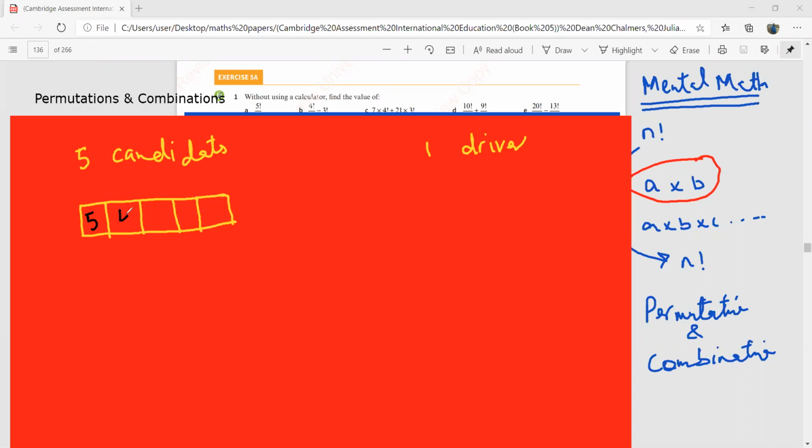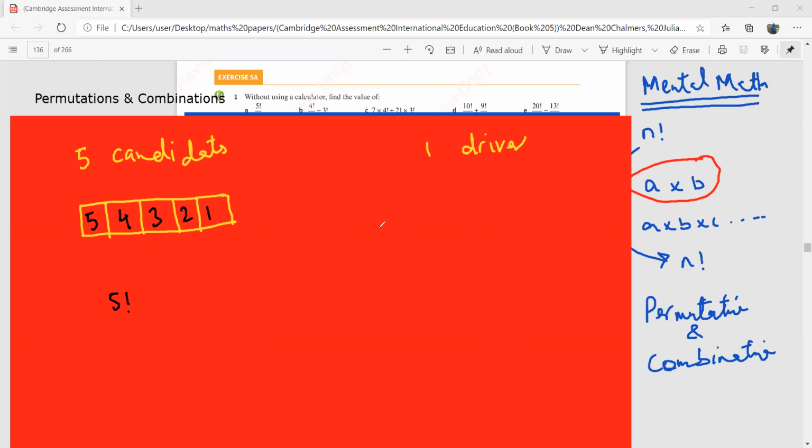4, 4. Okay. And then 3, and then 2, and then 1. So this is basically your 5 factorial. So you want to interview 5 candidates. So the number of possible ways of interviewing them is 5 factorial.